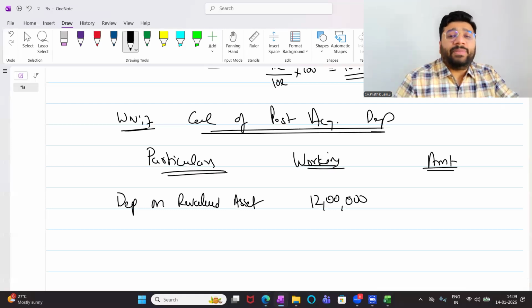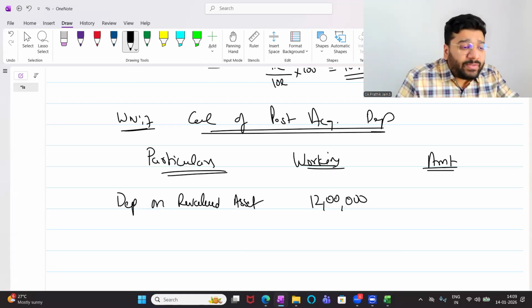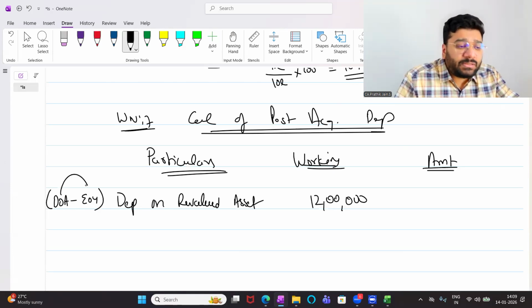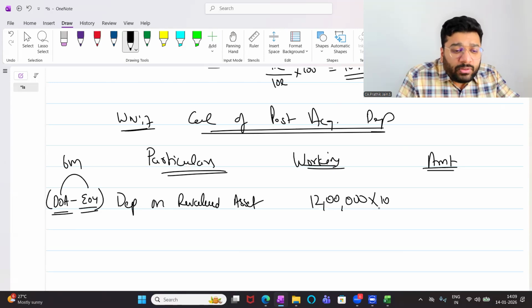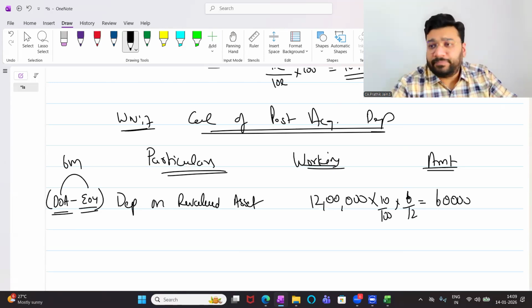We are calculating the depreciation of the revalued asset from the date of acquisition to the end of the year. How many months? 6 months. Date of acquisition is 1st October. End of the year 31st March. 6 months. So 12 lakh into 10 by 100 into 6 by 12. How much is it? 60,000 rupees. Any problem?